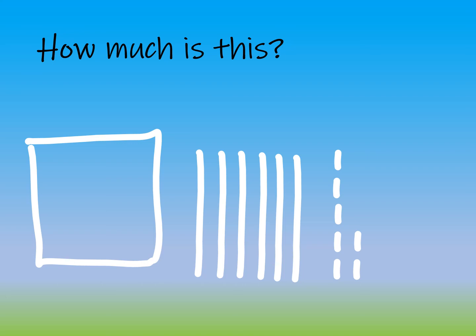How many ones do we have? 7. How many tens do we have? 6, or 60. How many hundreds do we have? 1, which equals 100. What is the number when we put these 3 numbers together? Tell your partner. If you said 167, you are correct.